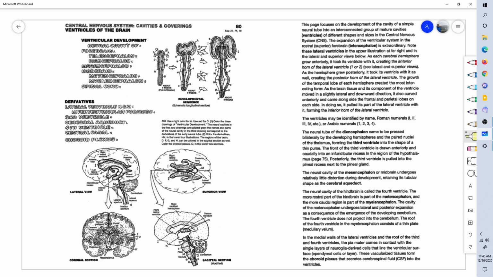Today we learn about the cavities of the brain. There are holes in the middle of your brain. It's not all one solid mass. These cavities are called ventricles.